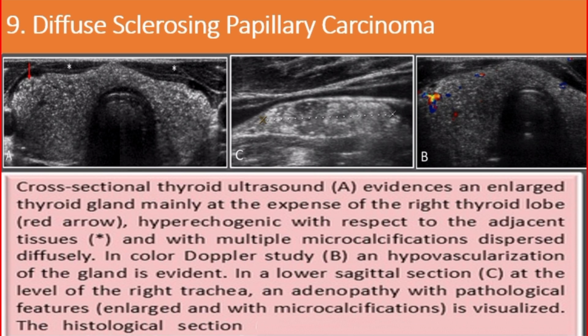This is a cross-sectional thyroid ultrasound. Evidences an enlarged thyroid gland, mainly at the expense of the right thyroid lobe, red arrow. Hyperechogenic with respect to the adjacent tissues, and with multiple microcalcifications dispersed diffusely. In color Doppler study, B, a hypovascularization of the gland is evident. In a lower sagittal section, C, at the level of the right trachea, an adenopathy with pathological features, enlarged and with microcalcifications is visualized.